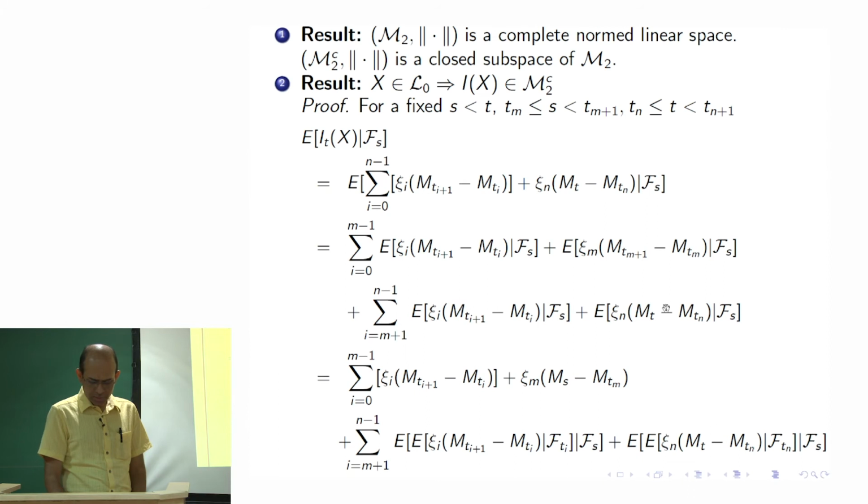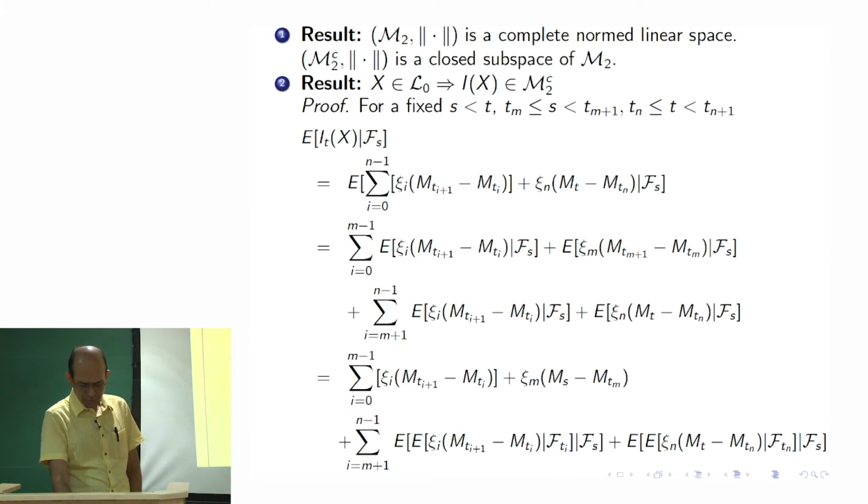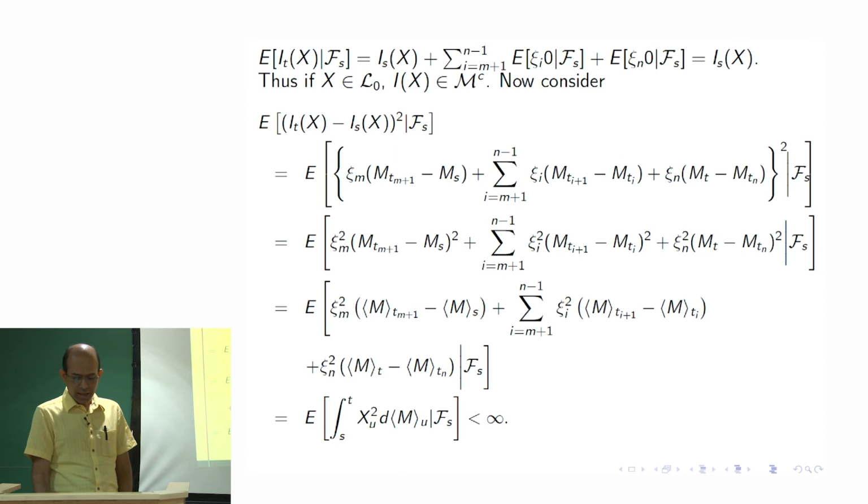I am summarizing. The left hand side is the conditional expectation of I_t(X) given F_s. At the right hand side I already have I_s(X). Why is it so? Because this sum is nothing but I_s(X), from the very definition. And then the other two terms are basically the expectation of xi_i times 0 given F_s and the expectation of xi_n times 0 given F_s, and these are 0. So, I am going to get I_s(X).